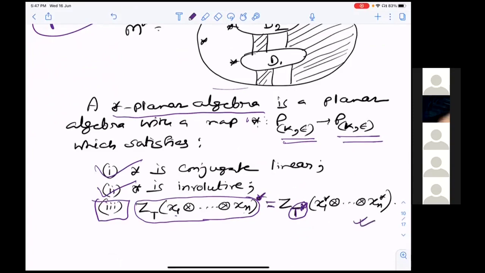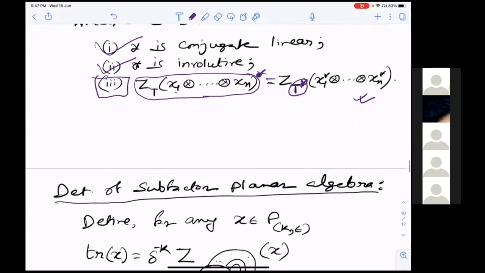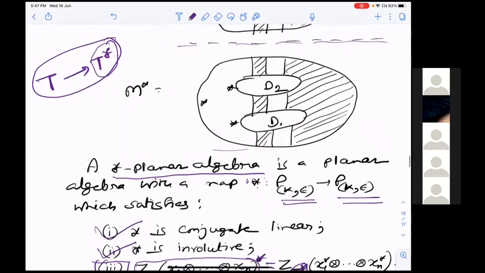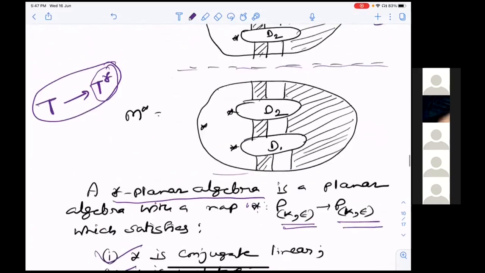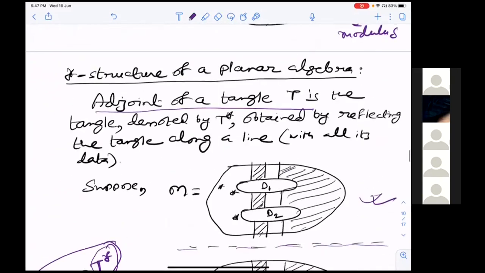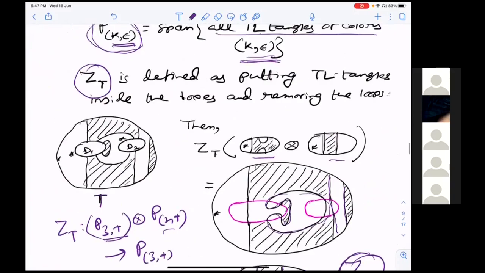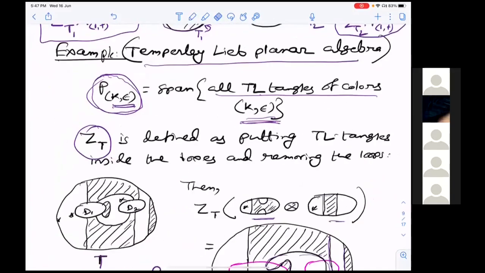This is an axiom. This is called a star planar algebra. So far so good. We have defined a star planar algebra, and this Temperley-Lieb planar algebra can also be given a star, by just a star map from Pk epsilon to Pk epsilon, which is very easy. Just reflect each diagram of the Temperley-Lieb algebra along a line, so that will be the star.